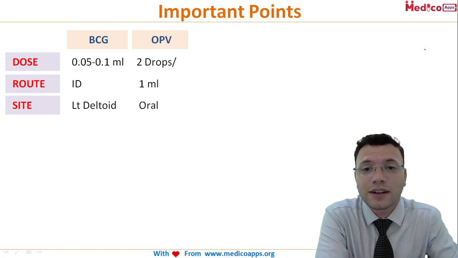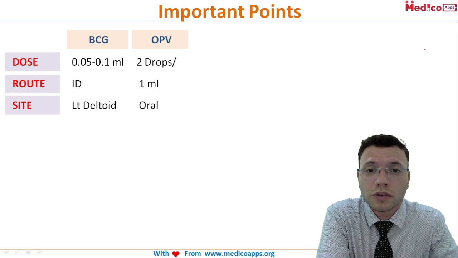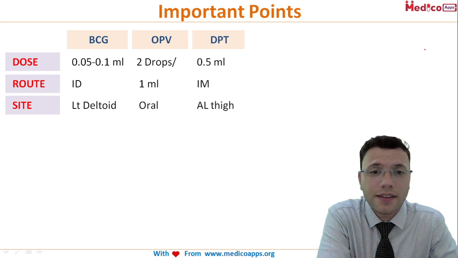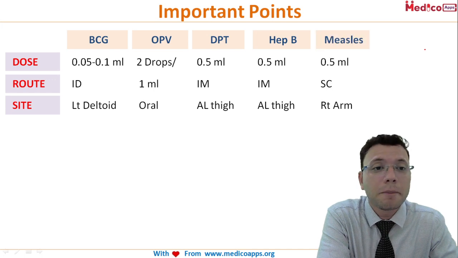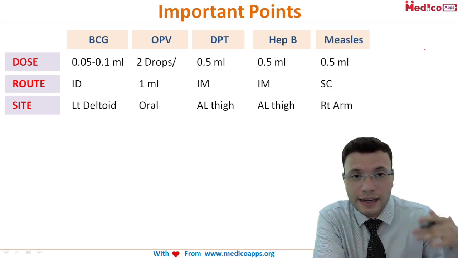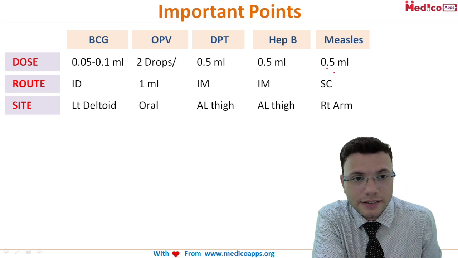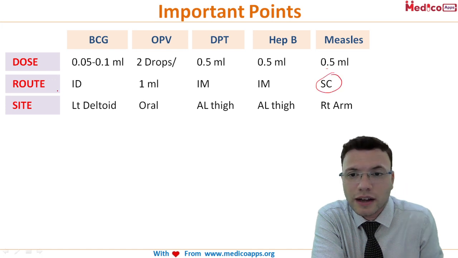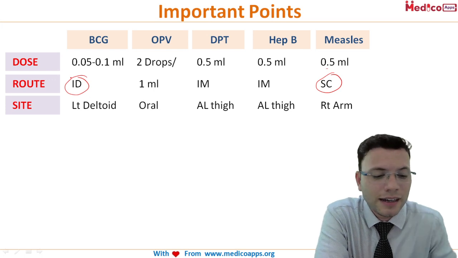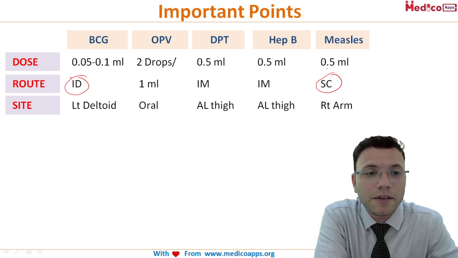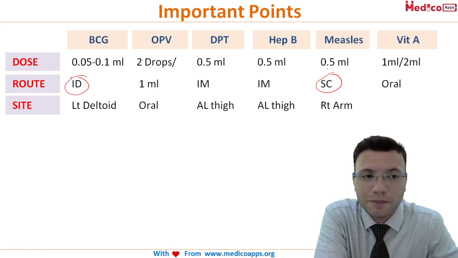OPV, whereas, is given orally, 2 drops, that is equal to 1 ml. DPT is 0.5 ml given intramuscular over the anterolateral aspect of the thigh. Hepatitis B, same. Measles is given on the right arm, that is subcutaneous. The two unique things we have, one for BCG and one for measles. BCG given intradermal and measles given subcutaneous.